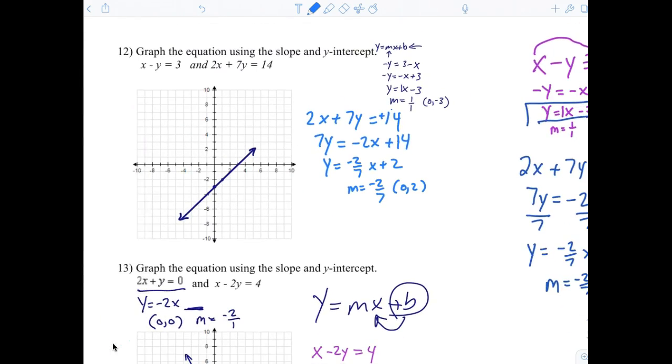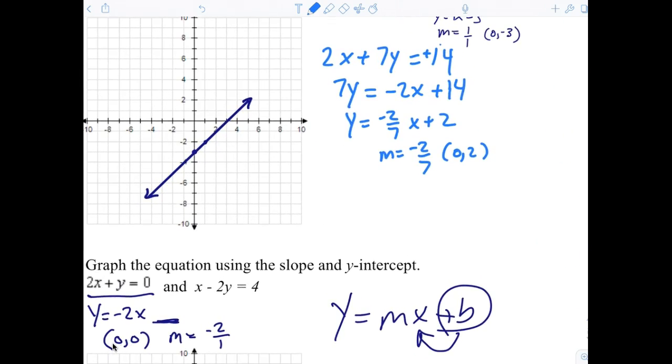Okay, and then you go 0 and then 2. Right, 0, 2, and then you go down. Yes, over, negative... down. Down 2 and then over 7. That's right, down 2 and over 7. And then you're drawing that.